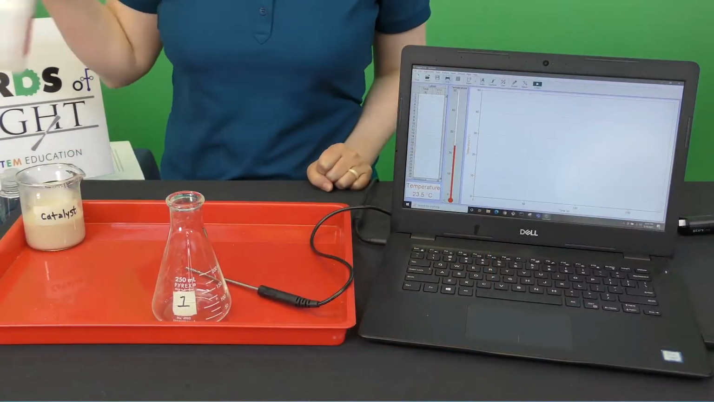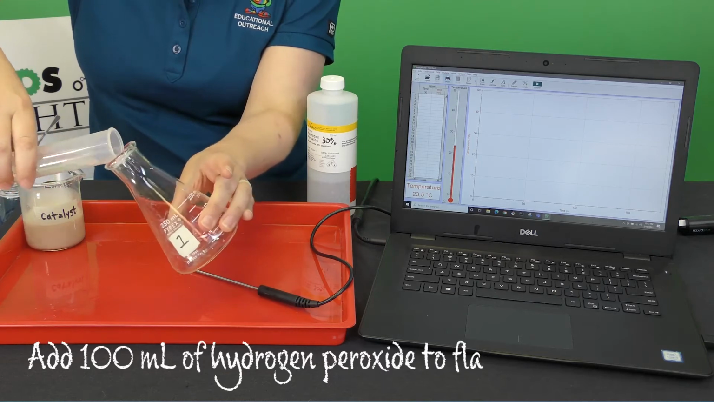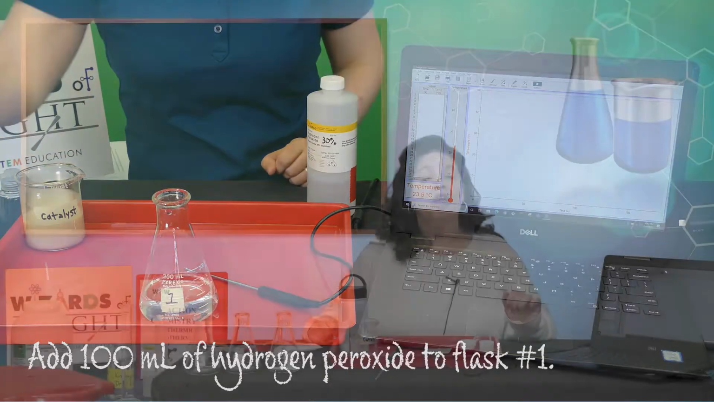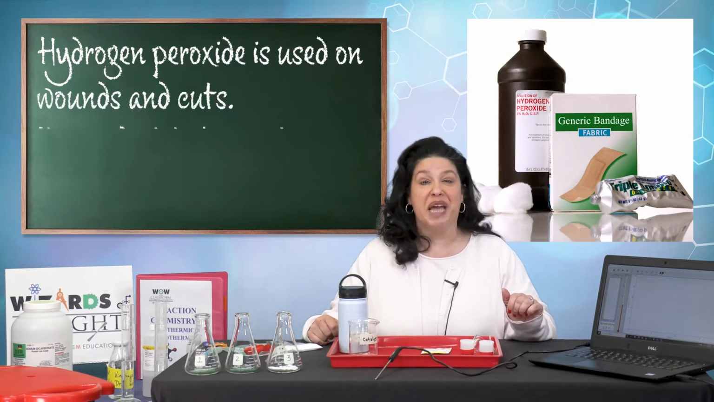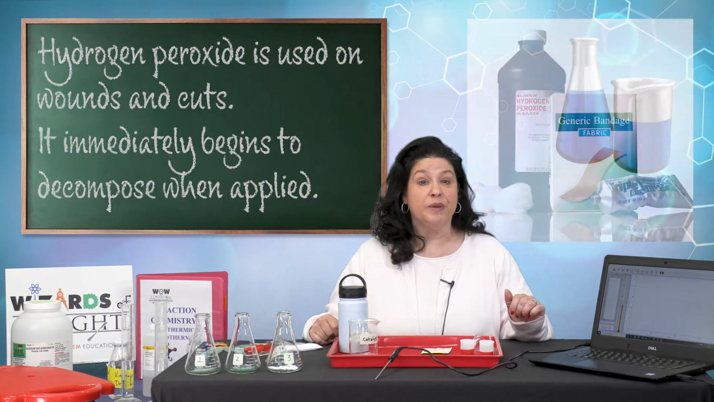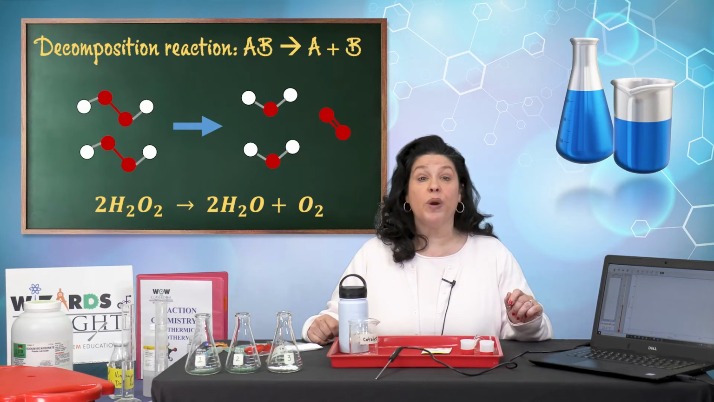Now, first put flask number 1 on your tray and add 100 mils of hydrogen peroxide. Use the markings on the flask to measure it. You are probably most familiar with hydrogen peroxide because you've put it on wounds and cuts. The hydrogen peroxide immediately begins to decompose. The decomposition reaction means a single compound breaks down into 2 or more compounds or elements.